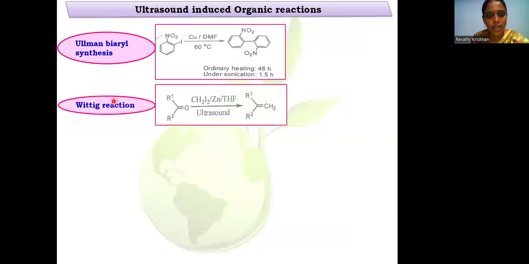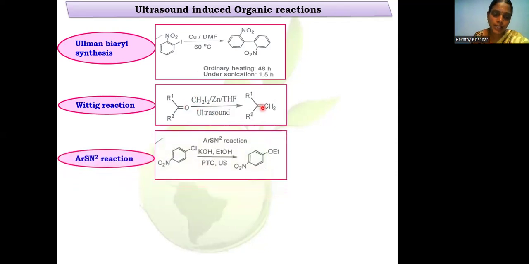The next example is the Wittig reaction, that is the conversion of a ketone to an alkene by using dimethylene iodide. In presence of zinc, as well as THF as a solvent, in presence of ultrasound, this ketone is converted into the corresponding alkene.